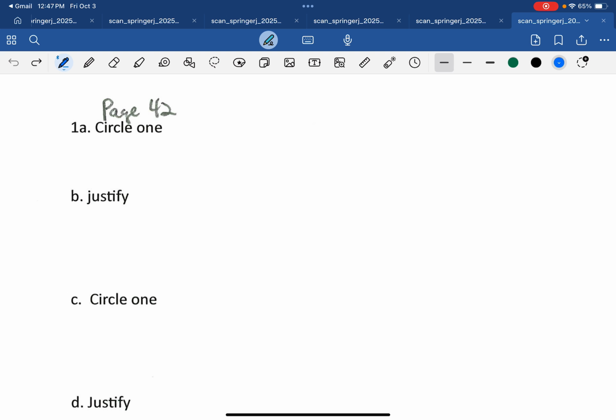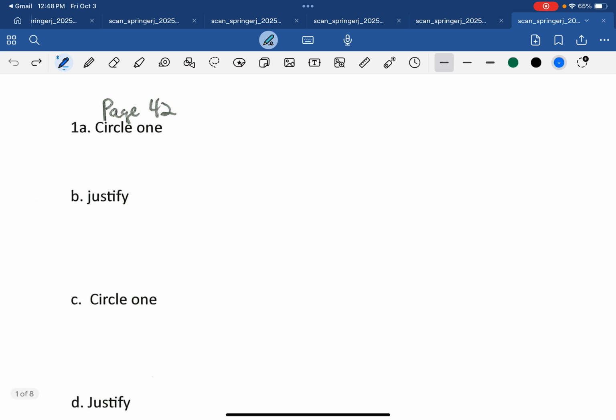So here we go. On number 1A, we're supposed to circle the one that best represents what's happening in that bond between phosphorus and chlorine. Covalent bond between phosphorus and chlorine. They're showing us one that has phosphorus with the partial positive and chlorine with partial negative. And the other one, phosphorus is partial negative and chlorine is partial positive.